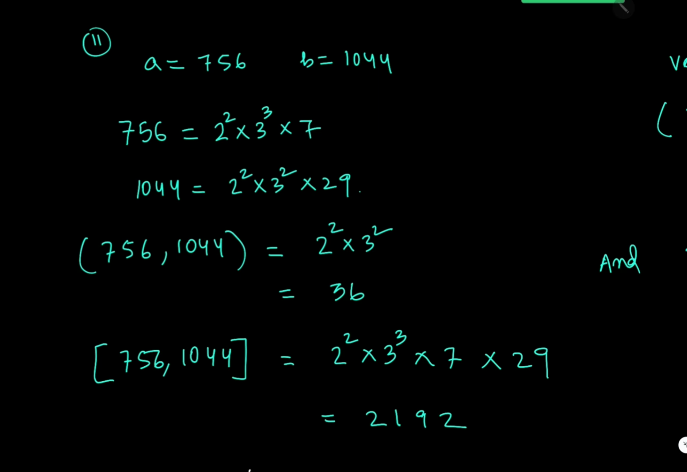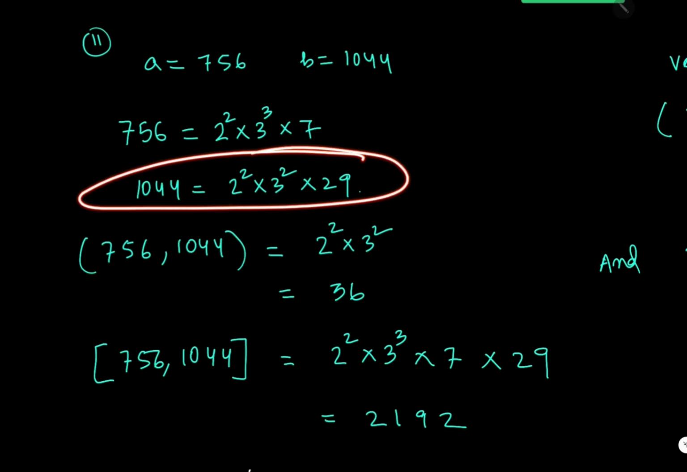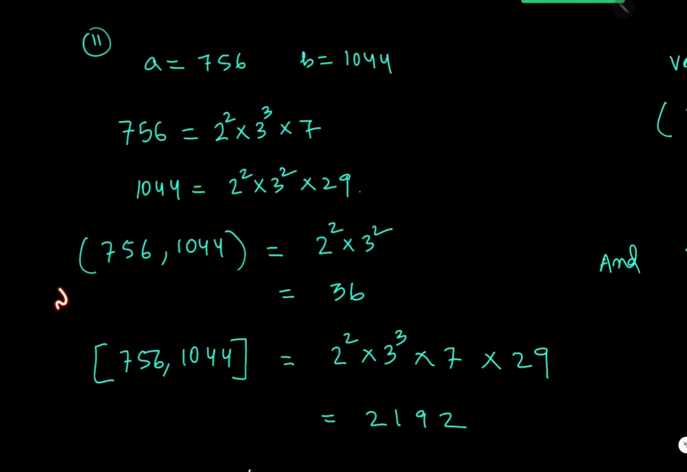Moving on to Roman number 2, our A here is 756, B is 1044, and I have expressed 756 in its canonical decomposition. Same for 1044. The first bracket indicates HCF. I need to find out the prime factors that occur in both the canonical decompositions.